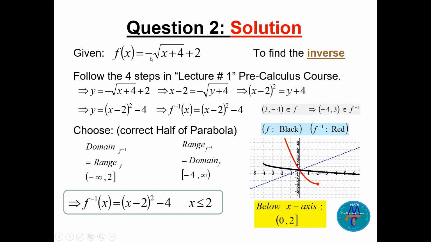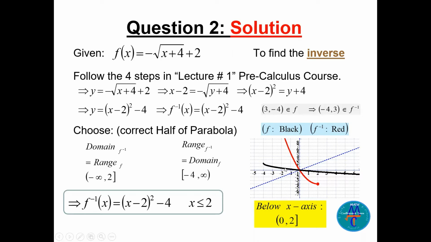Now here's the function. We graph it first. This is the black graph. So it's a square root of x, half a parabola. And then there is a reflection with this minus on the x-axis, and then it is shifted 4 units to the left, and then 2 units up. So the graph here becomes from minus 4 until infinity. This is the domain of f.